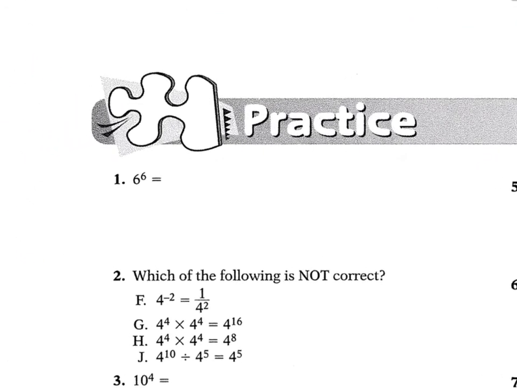For 1, we have 6 to the power of 6. So this is 6 times 6 times 6 times 6, 1, 2, 3, 4, times 6 times 6. I don't expect you to do this, but if you did 6 to the 6th power, you would get 46,656.